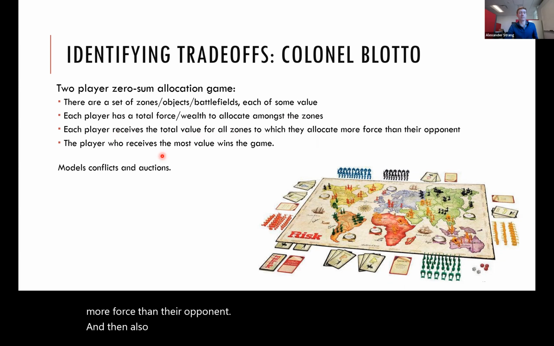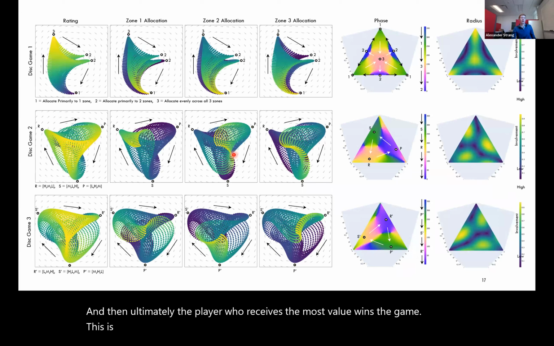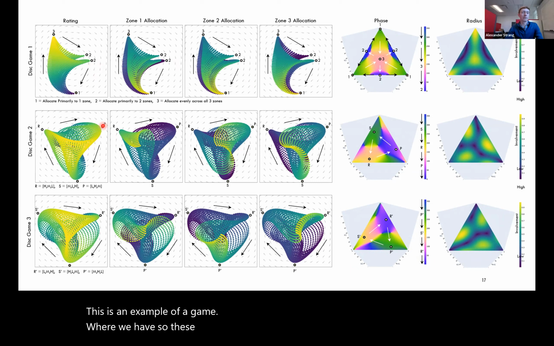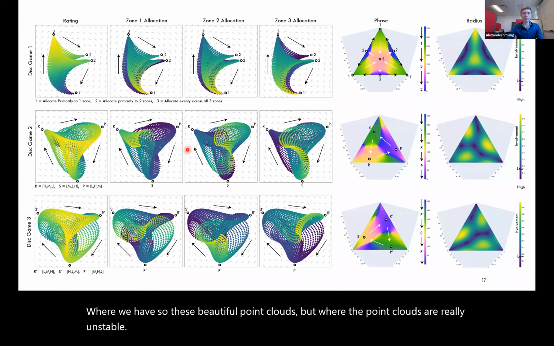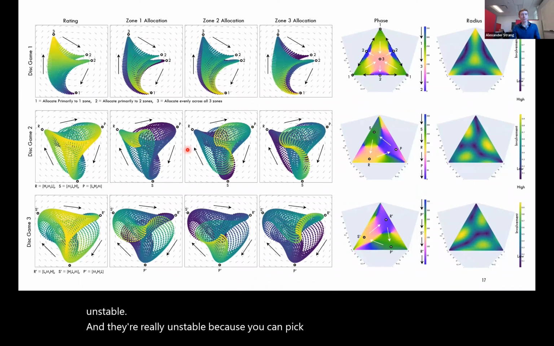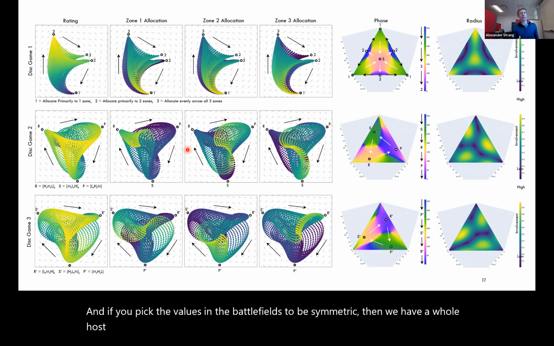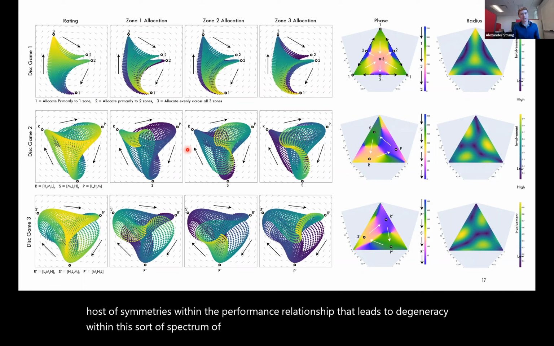And then ultimately, the player who receives the most value wins the game. This is an example of a game where we have these beautiful point clouds, but where the point clouds are really unstable. And they're really unstable because you can pick the values on the battlefields to be symmetric. And if you pick the values on the battlefields to be symmetric, then we have a whole host of symmetries within the performance relationship that leads to degeneracy within the spectrum of that matrix. And that degeneracy leads to degeneracy in the embeddings.